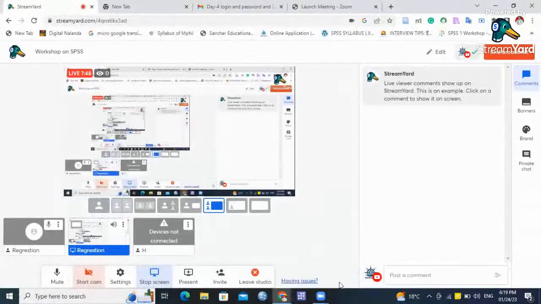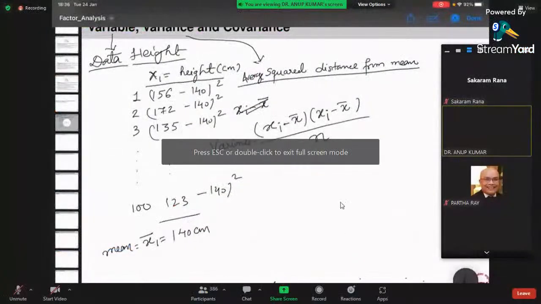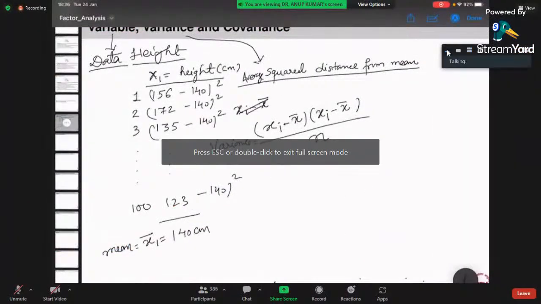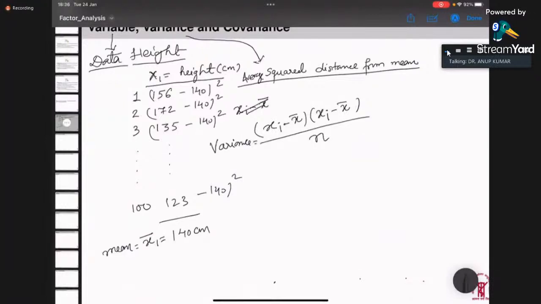So this measures how much variability there is in the height, meaning how much all these data points deviate away from the mean. Now, there is one more term, and that term is covariance. Now, what is covariance?